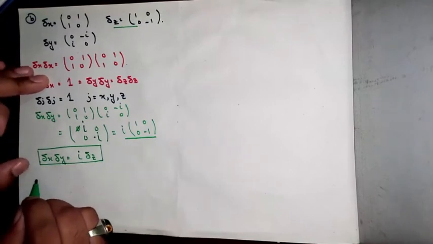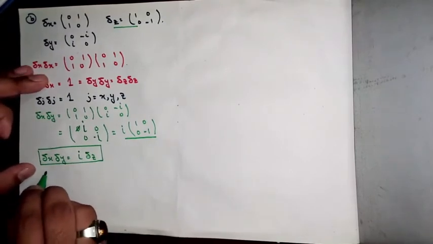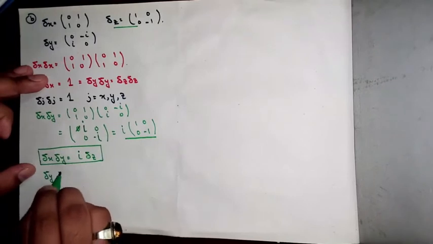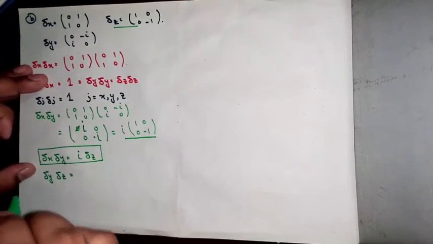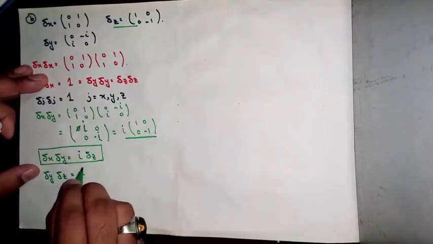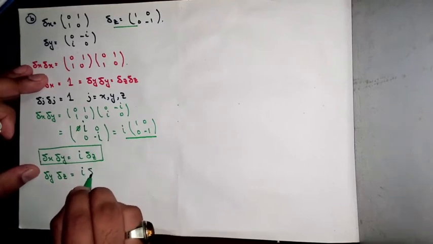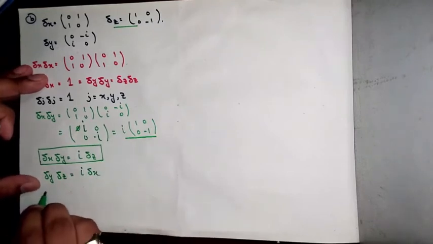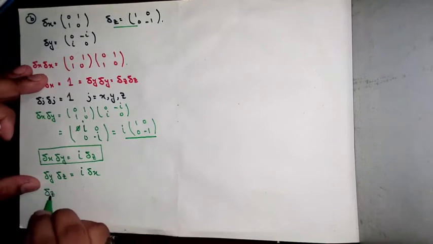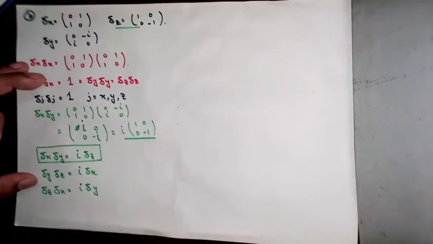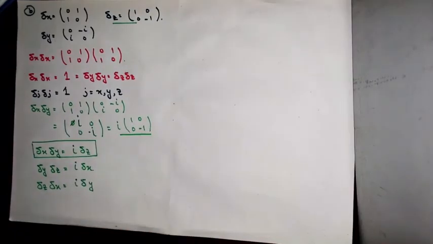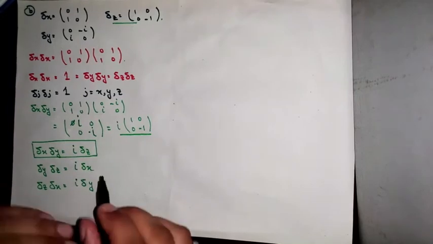Now if I multiply the sigma y with the sigma z in the cyclic order, I can get iota sigma x, and similarly sigma z with the sigma x. So the answer is iota sigma y. So it is the cyclic order from the vector triple product.